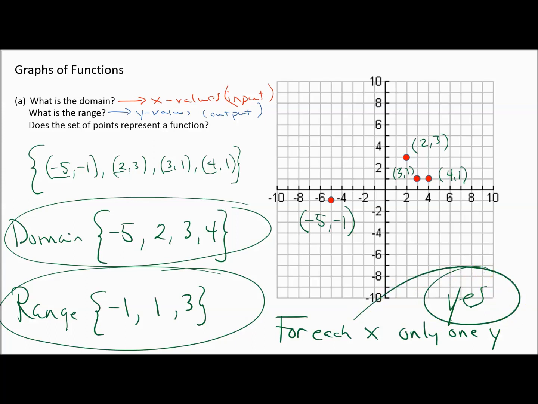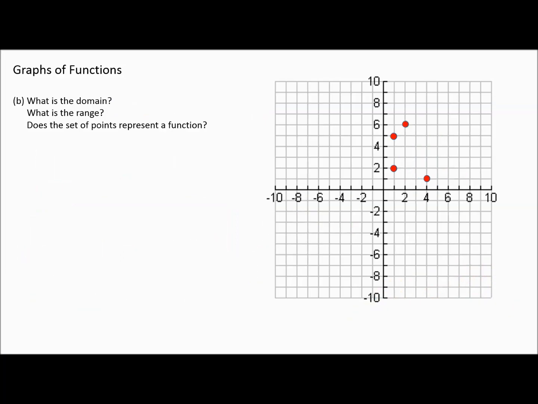So here we go with another example. What is the domain? What is the range? And does the set of points or of ordered pairs, either way, represent a function? So first of all, let's just list our set of ordered pairs. We can list those in any order you want. Farthest to the left, it looks like we've got 2 different ones. This point right here, lowest left, is the point 1, 2, and then just above it is 1, 5. Okay, and at the very top we have 2, 6, and to the far right we have 4, 1. So make sure you see those.